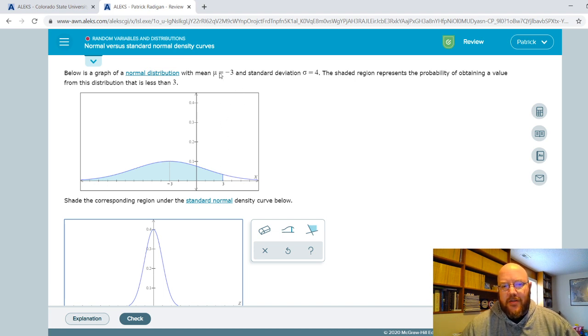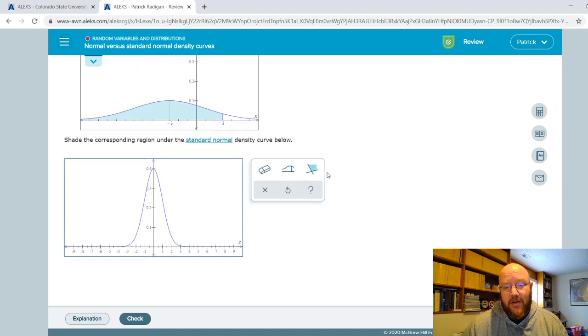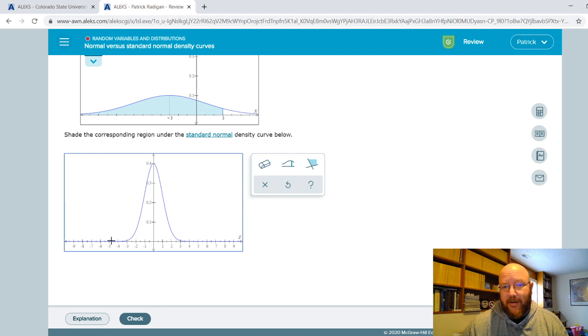Alright, so what we're going to do is take normal values, which are actual values on this standard probability distribution right here, and translate them into standardized ones. In order to do that, we have to use the Z formula, which is really easy. The Z formula is just x minus mu divided by standard deviation, and that gives you a Z-score, which we're going to graph out on this guy right here in ALEKS.